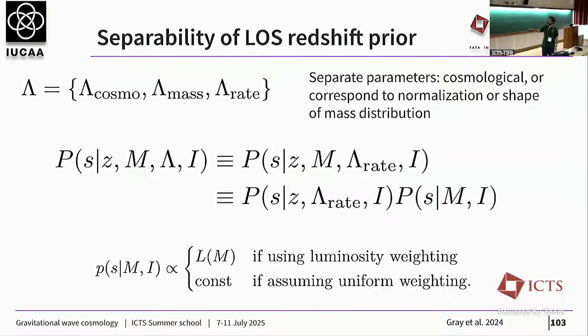You can use uniform weighting, saying that all galaxies are equally likely. That is also a possibility. So these two possibilities are coded up in GW Cosmos so that you can check if you make one assumption, what do you get? If you make the other assumption, what do you get? So all these kind of systematic tests are run when the final cosmology analysis is published.